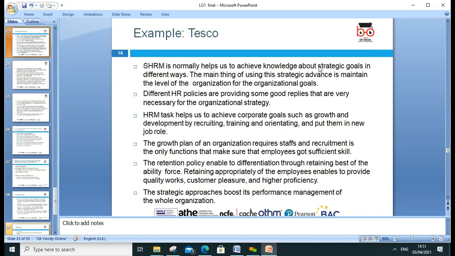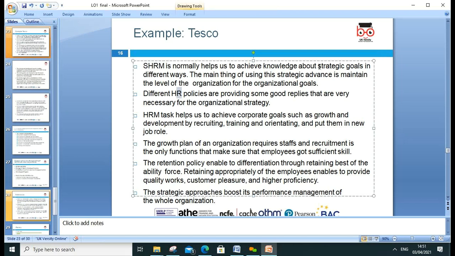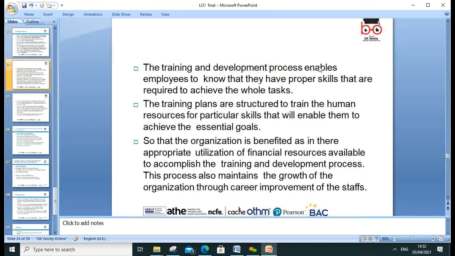Okay, then strategic human resource management helps to achieve the organization's strategic goals in different ways, and maintains the advancement in the level of organization goals. The different HR policies are providing some good results. HRM is tasked to help achieve the organization goals, and the job roles are being designed accordingly. The growth of the plan and organization requires staff, and the recruitment and retention policies they have introduced mean the managers will be accountable and their performance will be based on it.